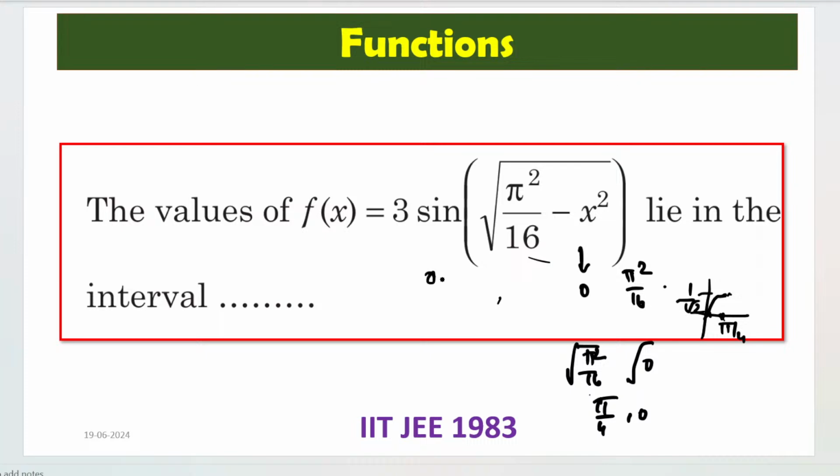It is going from 0 to 1 by root 2 only. Now 3 times of this, again 0 to 3 by root 2. Agreed? The interval 3 by 4 comma 0, sir. Interval is 0 to pi by 4. No, see this one. Just check this one, whatever is there in the square root.